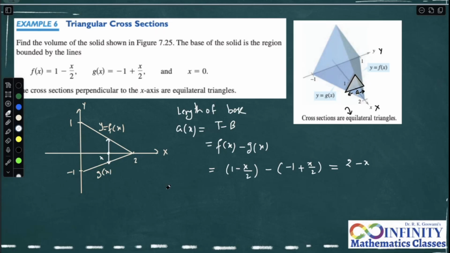Because I have an equilateral triangle, if you ask me what is A(x), A(x) is the notation of the area of the cross section. The cross section is given to you as an equilateral triangle. Root 3 by 4 a square is the area of an equilateral triangle. I have the length there, so I need to just plug the value root 3 by 4.